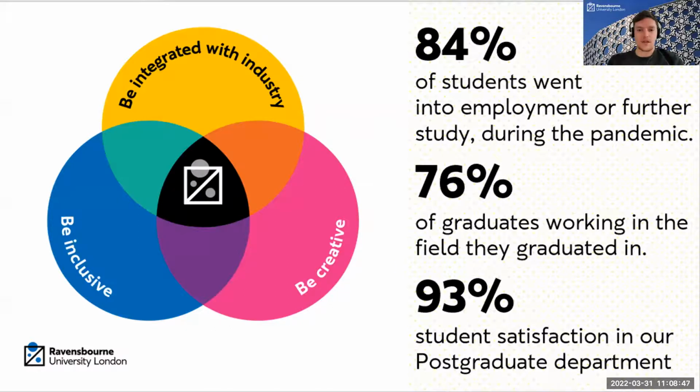The image on the left, the Venn diagram, illustrates the 3 pillars of what we aim to teach you at Ravensbourne and the values and culture we set. We ask you to be creative and think outside the box. We're quite a modern university, so we have a lot of non-traditional teaching spaces. We encourage you to be collaborative and work together, and that feeds into being inclusive. Equality, diversity, and inclusion is a big part of what we do, and it permeates through all of your projects, the way you work with other students, and the contact you have with each other. And the top one is being integrated with industry.